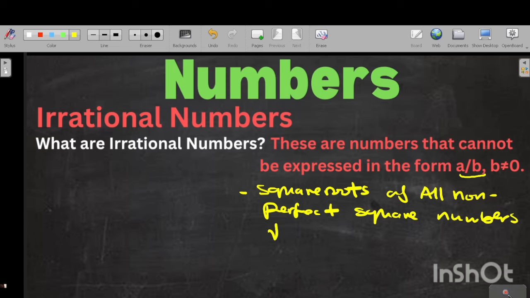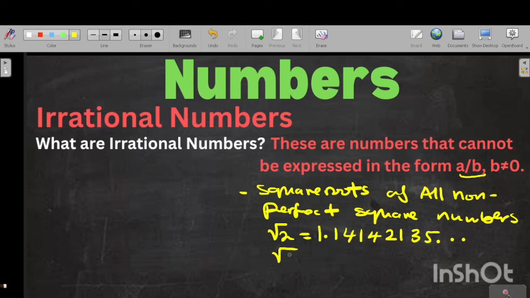For example, root 2. Root 2 is going to give you, if you calculate this on the calculator, continuous non-recurring decimals, and non-recurring decimals which are continuous are irrational. So root 2 is going to give you 1.14142, and so on. So you can see that all the numbers are different and they keep on going.